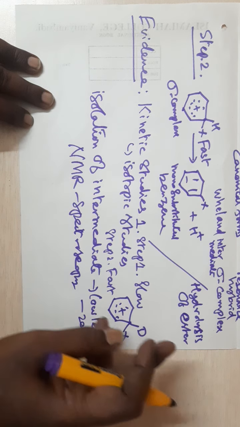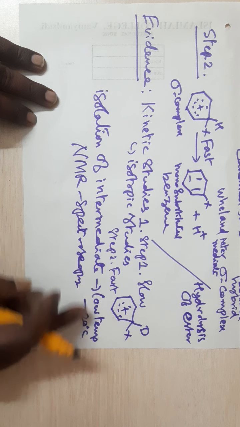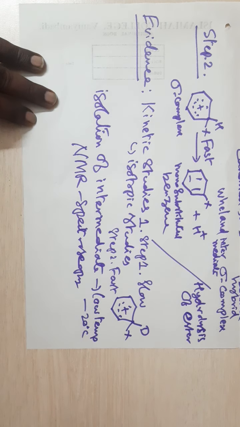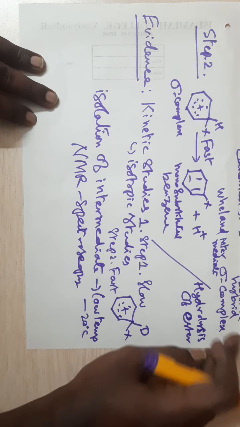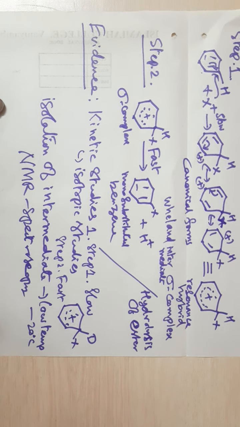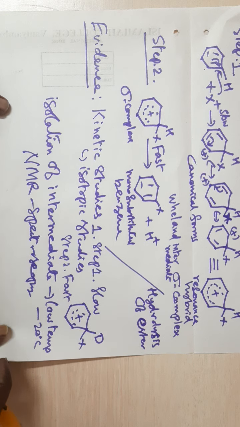Further, the formation of the sigma complex and the isolation of the intermediate at low temperature, -20 degrees centigrade, and the structural studies of the intermediate confirm the formation of the sigma complex in this mechanism. Because of these two pieces of evidence, we believe that the aromatic electrophilic substitution reaction takes place by the arenium ion mechanism, involving the formation of a sigma complex or arenium intermediate.